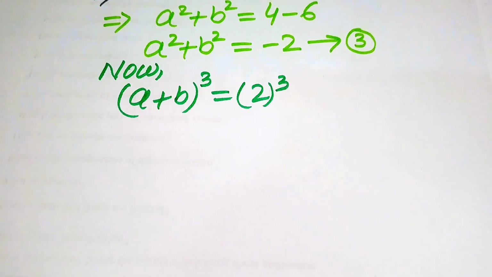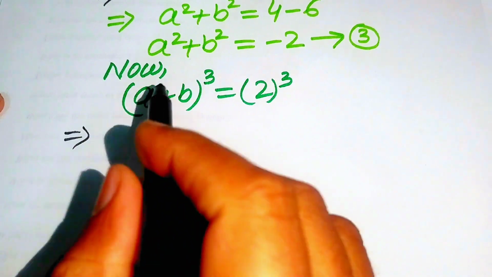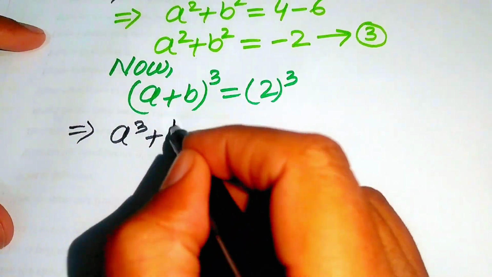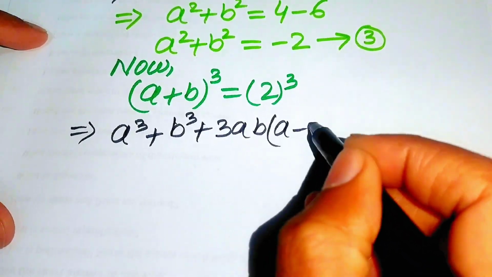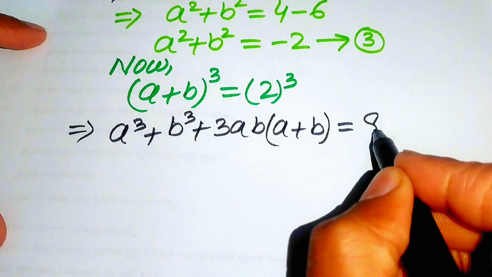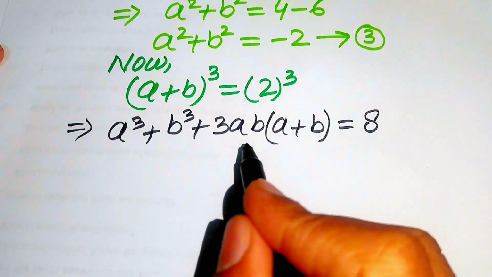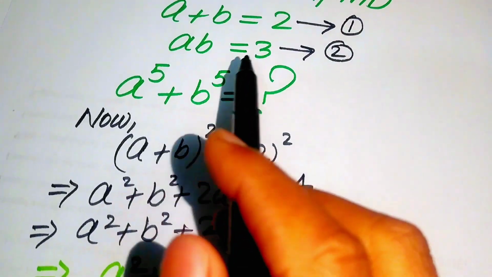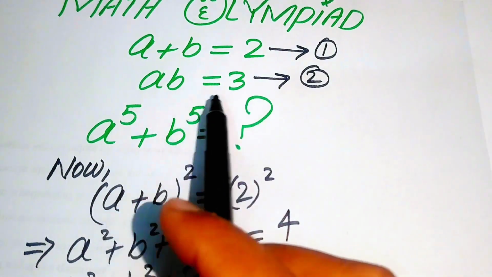You know the cubic formula: it equals a cubed plus b cubed plus 3 times ab into (a plus b), and this whole equals 2 cubed, and we know that 2 cubed equals 8. Now we use the values of a plus b and ab from equation number 1 and equation number 2. In equation number 1 we have a plus b equals 2, and in equation number 2 we have ab equals 3.